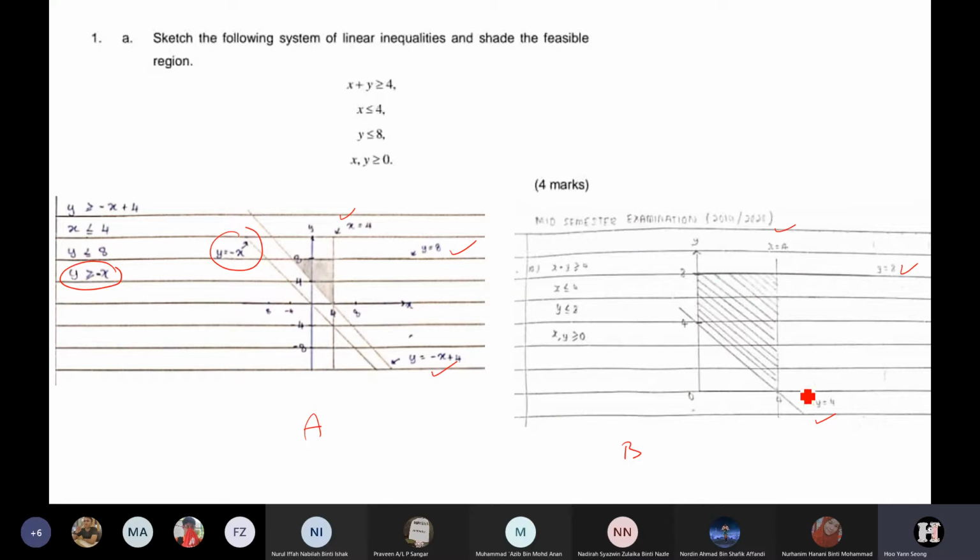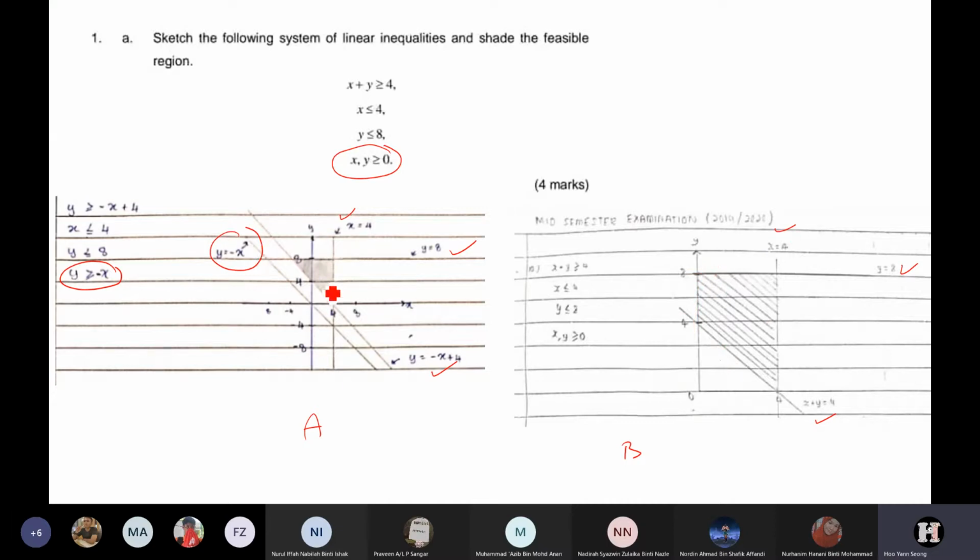You draw the line and then indicate the region, because xy greater than 0 is the one. If you extend this line, definitely you will have something like this over here. But because we have xy greater than 0, this is x greater than 0 and this is y greater than 0, so you will be bounded in Q1 only. So this is the 4 marks answer.